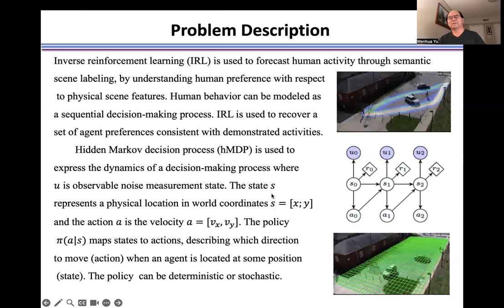Then we define the state S as the coordinates on the ground and the action as the velocity in the X and Y direction. The policy maps state to actions. So once we have this hidden Markov decision process, then we can build the inverse reinforcement learning model.